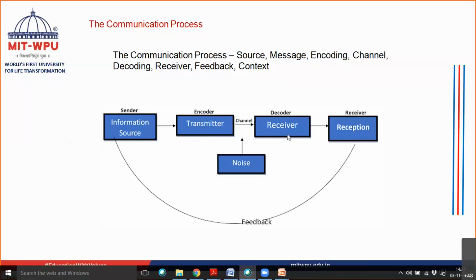The receiver at his end receives the message through this channel, and then he decodes the message. So the receiver is going to decode the message. After decoding the message, the receiver is going to give the feedback to the sender again. If there is some problem that is happening in encoding and decoding of the message, or there is some problem because of the channel, then that process is known as the noise.